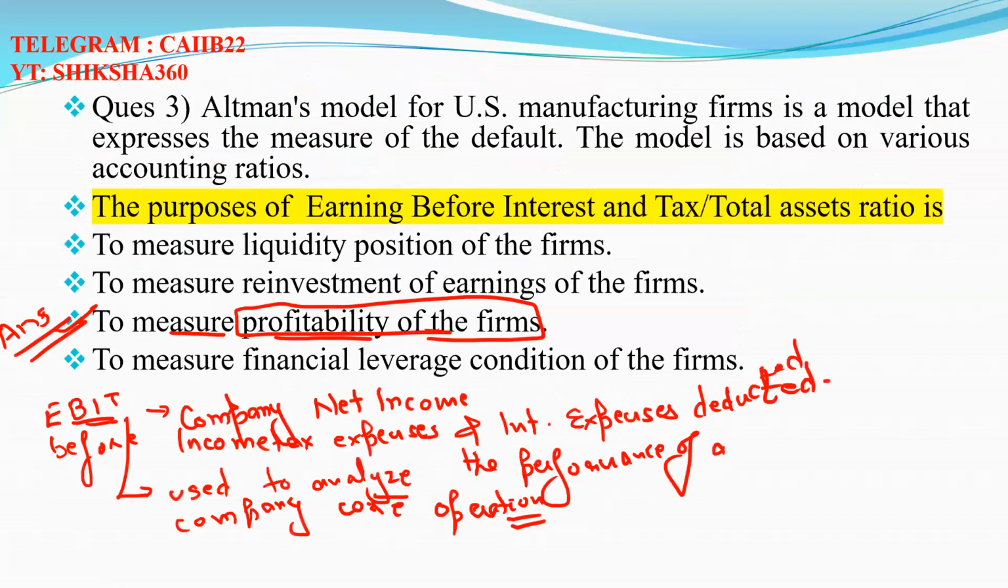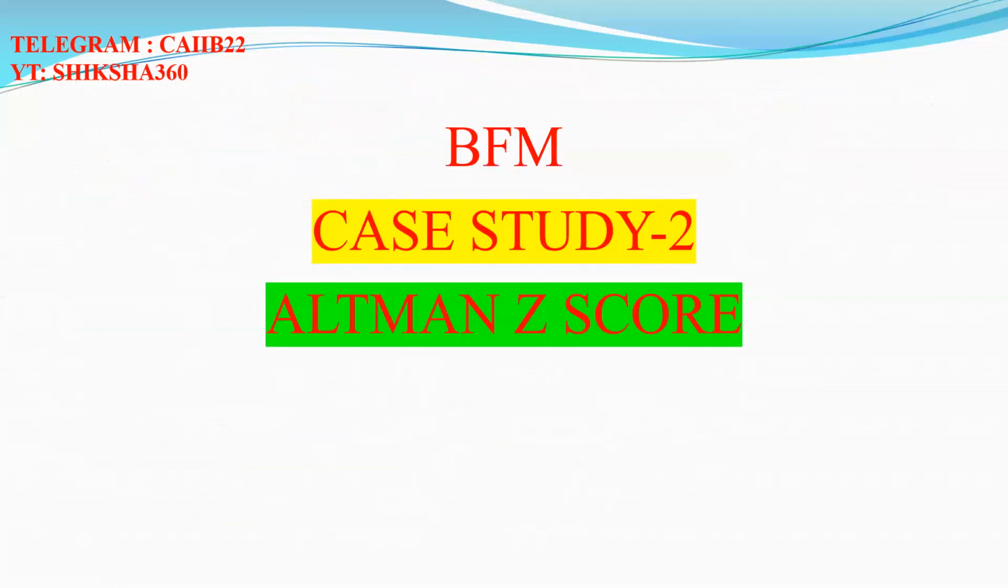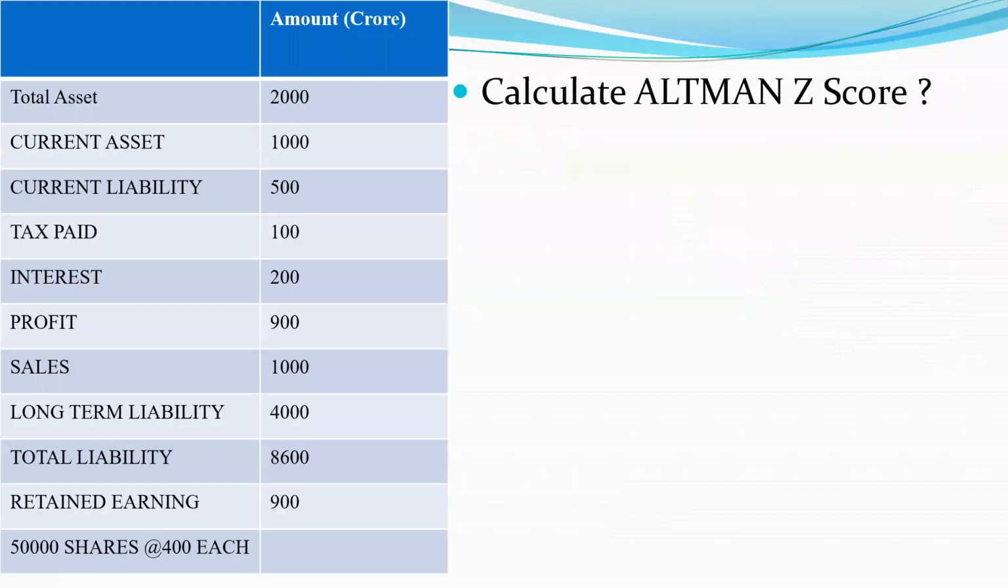Now we will move toward the second case study, case study number 2, also on the Altman Z score. In it we have to calculate the Altman Z score, that is Z = 1.2 x1 + 1.4 x2 + 3.3 x3 + 0.6 x4 + x5. I'm writing it again and again so that you are able to remember it.